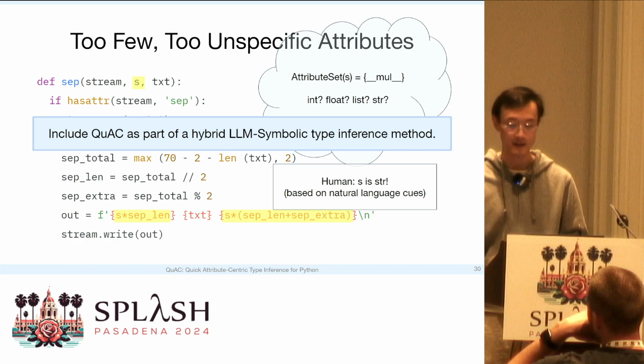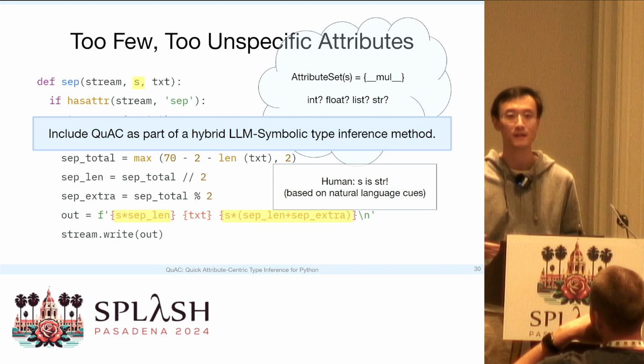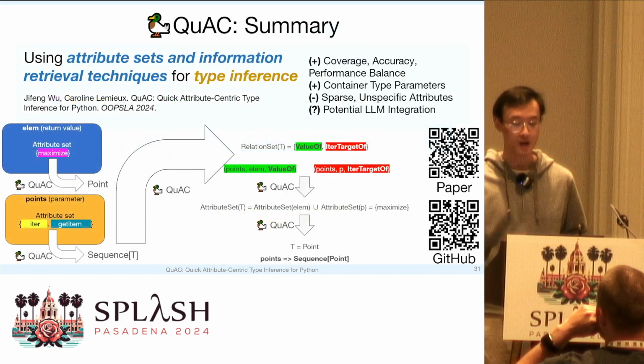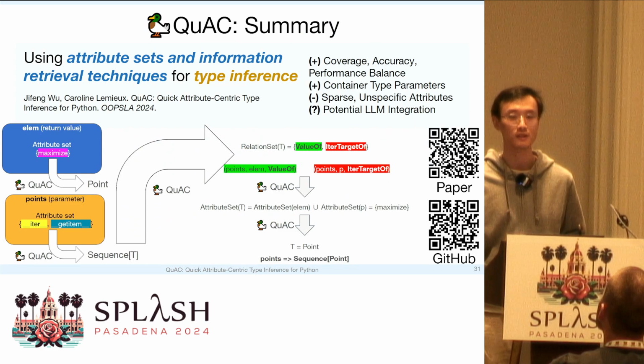On the other hand, including QuaC also has the potential to improve performance and mitigate the training data bias when compared against a pure LLM-based method. So this concludes our introduction of QuaC, Quick Attribute-Centric Type Inference for Python.